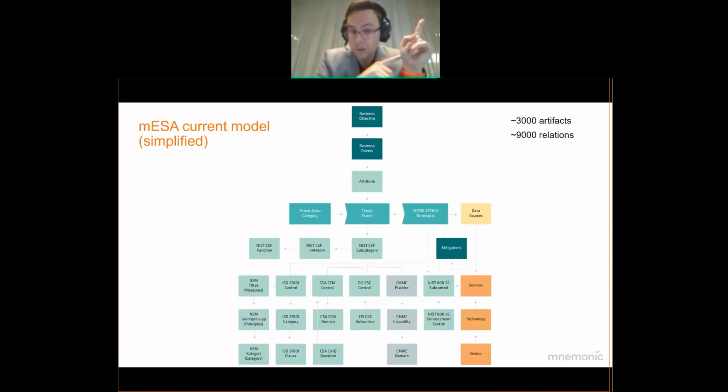If you remember the meta model, we connected to control objectives. There were a lot of things to choose from. You could define your own, or you could go for some known standard outside. We chose the NIST cybersecurity framework.